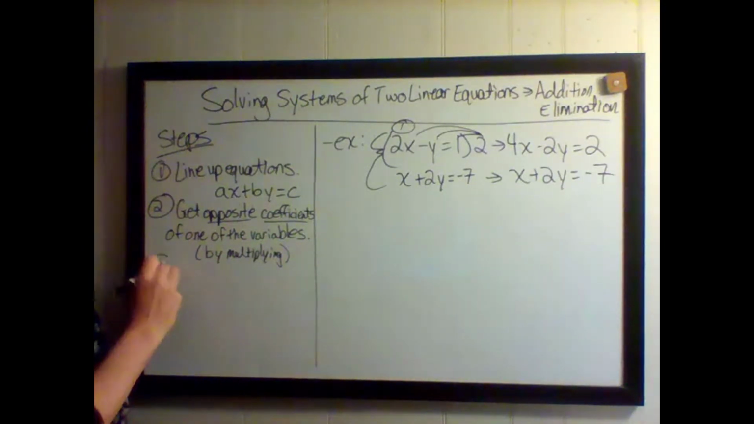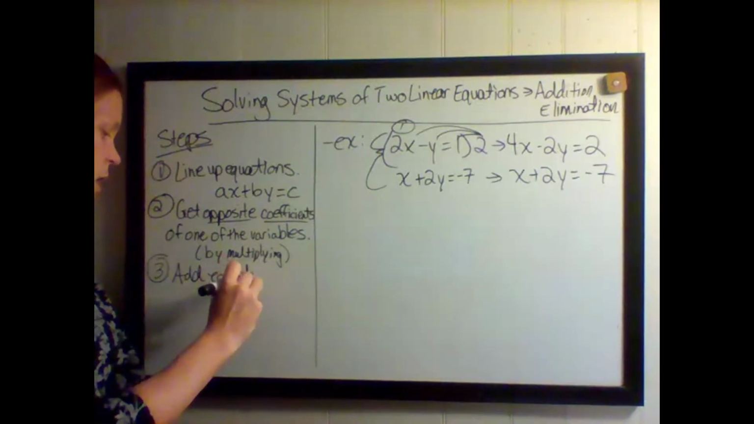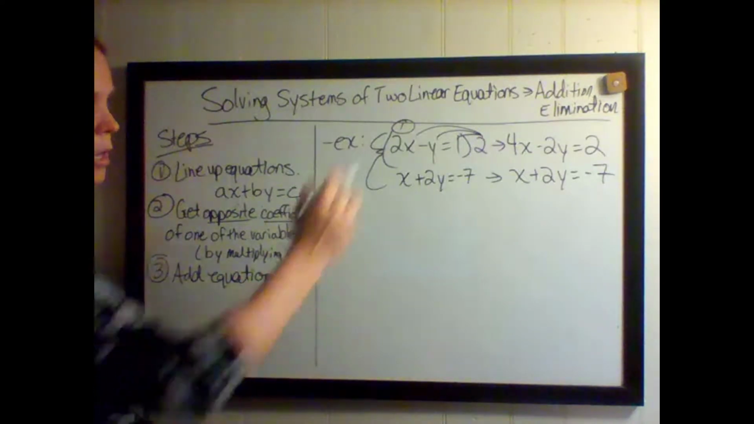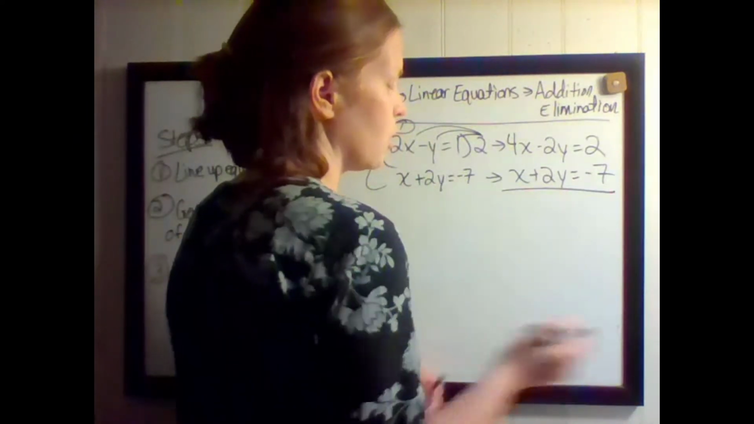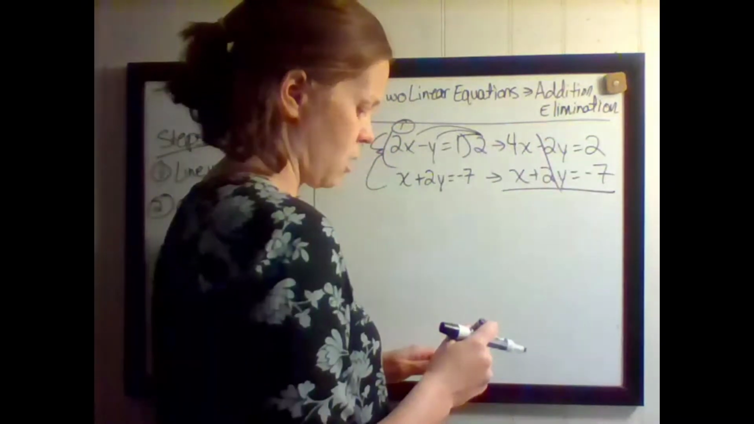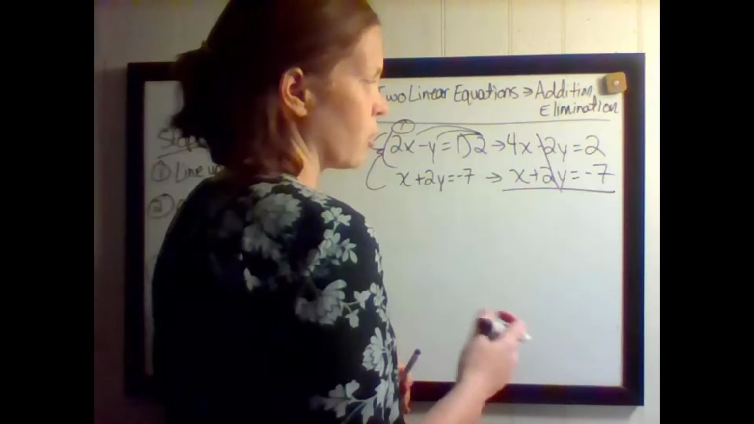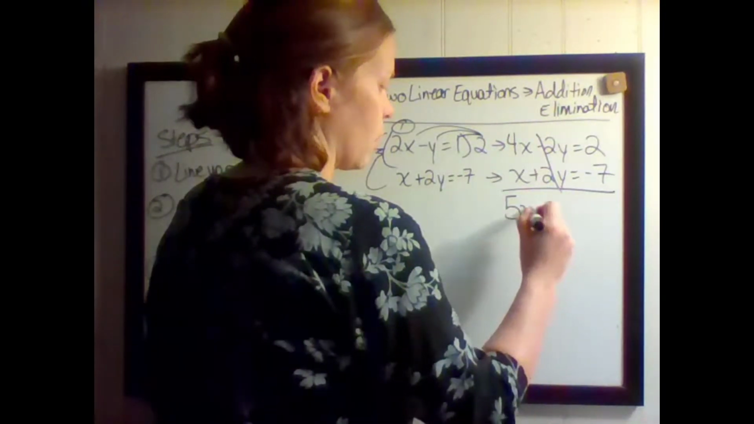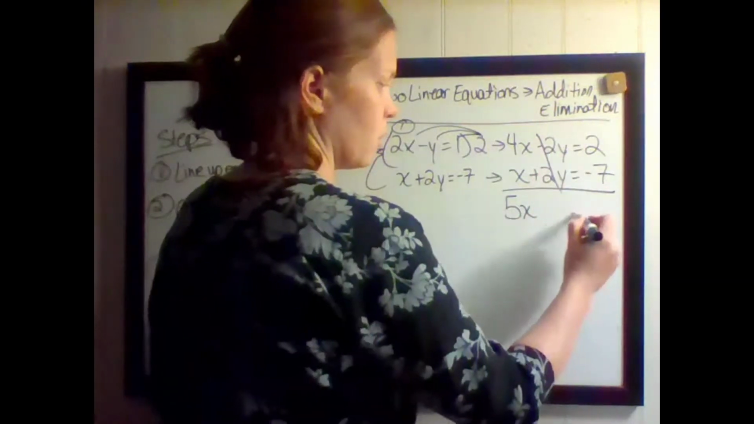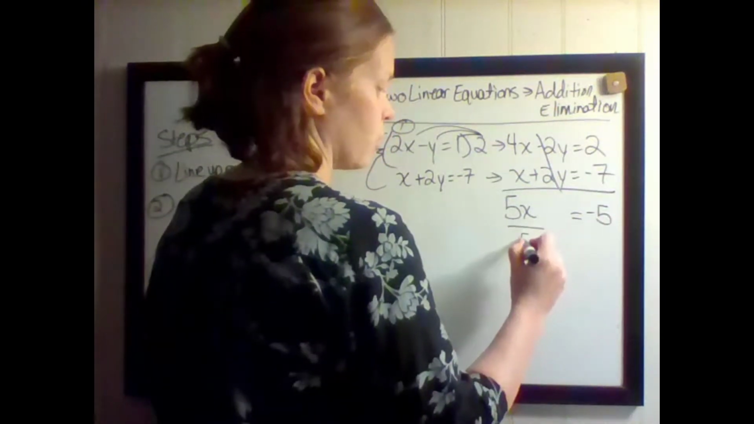Okay, so once I have that, now I can add the equations. So here's where the name of the method comes into play. The addition method, because I'm going to add the equations, and also the elimination, because in this case, the y's get eliminated. So whatever we get opposite coefficients of, that's where we have something eliminated. So now 4x and x, add those together, that's 5x. Y is gone. 2 plus negative 7 is negative 5.